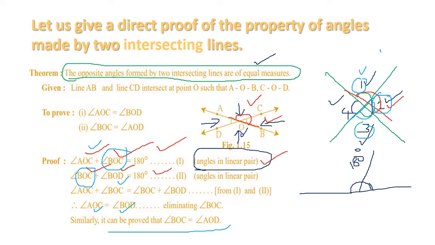This is the approach of geometry. That is what I want to tell you. And this is a direct proof because we are applying the known things, and we are trying to prove the given theorem or statement directly.